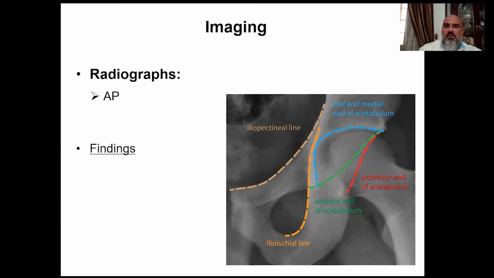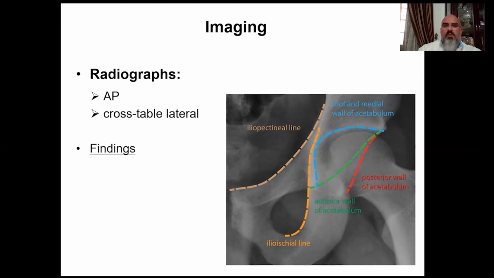to make sure that we have a congruent or a dislocated joint. We have to check the iliopectineal line and the ilioischial line. We have to check the roof and medial wall of the acetabulum, the anterior wall and posterior wall of the acetabulum, together with the congruency of the head with the acetabulum, and follow the joint space all around the hip joint. So we'll do an AP view and the cross-table lateral view.